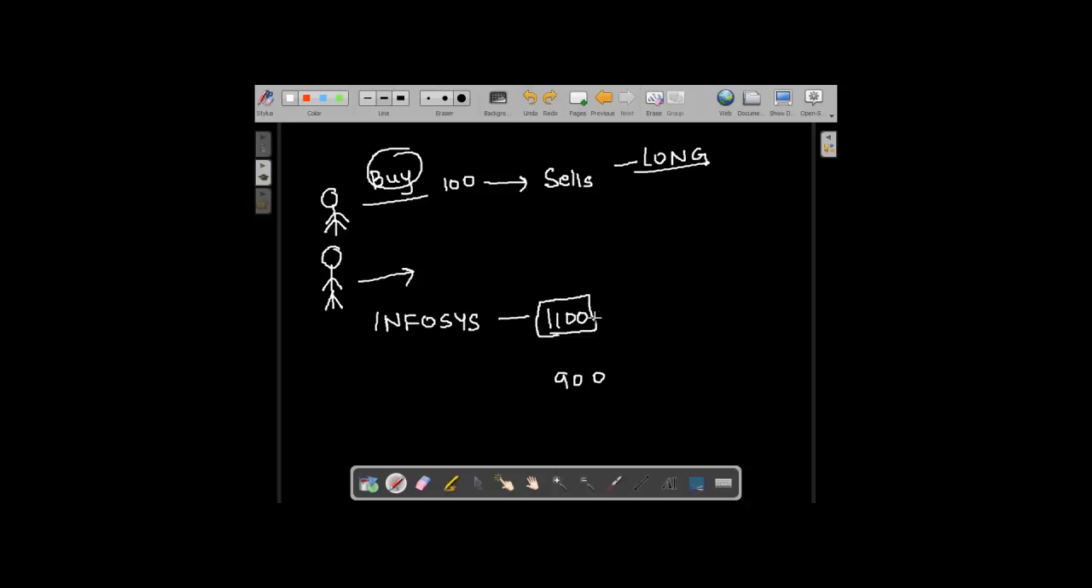If you have the shares in your demat account, you can simply sell these Infosys shares at 1100, and when the prices go down to 900, you can buy them back, right? So this is known as a short. You sell them, and this entire procedure is known as going short.